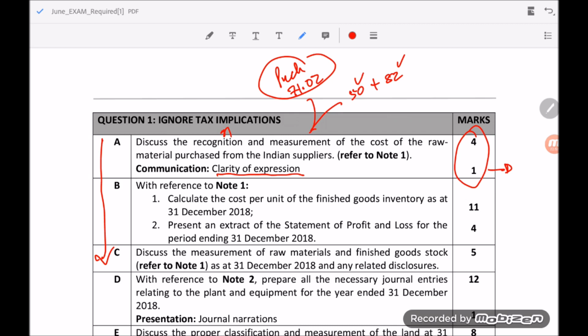Then part B, with reference to Note 1 again, calculate the costs per unit of the finished goods and present an extract of the statement of P&L. Now when you talk about calculate the costs per unit, this required, ladies and gentlemen, these 11 marks, these were just giveaway marks. To be frank with you, this is a kind of required which is not even expected at CTA level or even at ITC level. This is basically a second year type of required. Simply calculate this. As you already know, ITC will not give you any type of required which is like this. But this is just for boosting marks.